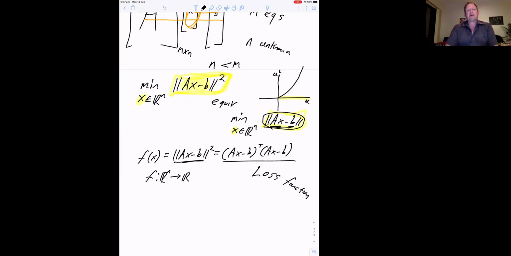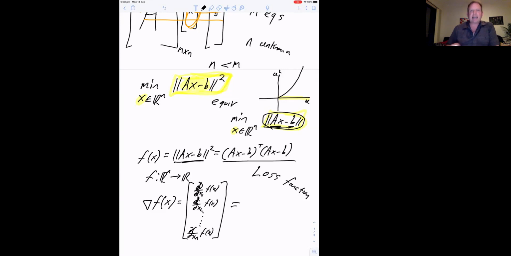So one way to minimize things is to do some calculus. What you can do is calculate the gradient of this function. The gradient of this function is a vector, the gradient of the function at the point x. So you think of being in the space of x, and you calculate the gradient of the function. The gradient is a vector which has dx1 of f of x, dx2 of f of x, up to dxn of f of x. Okay, that's a gradient.